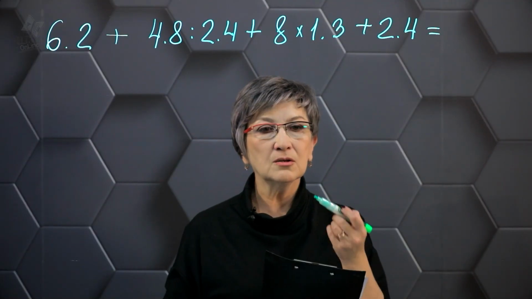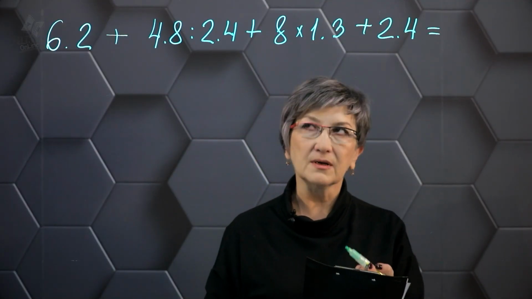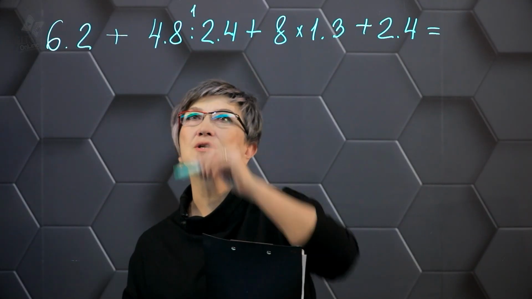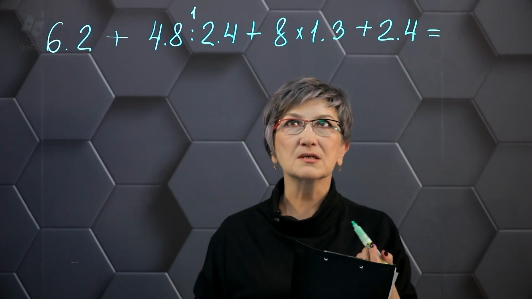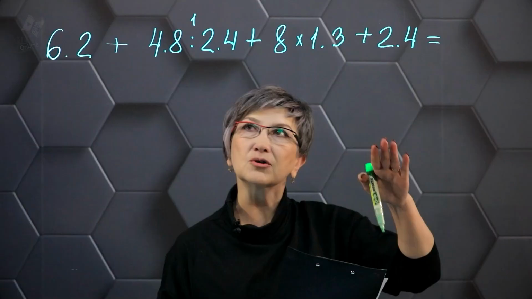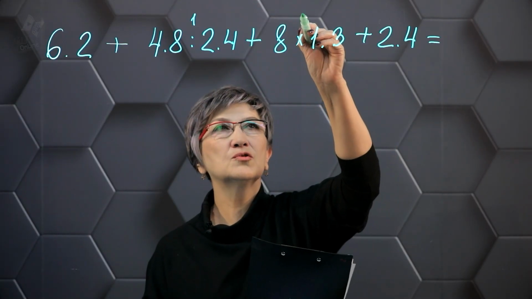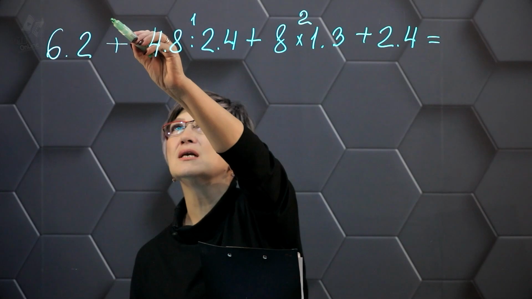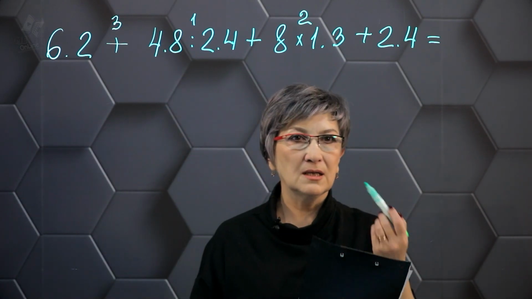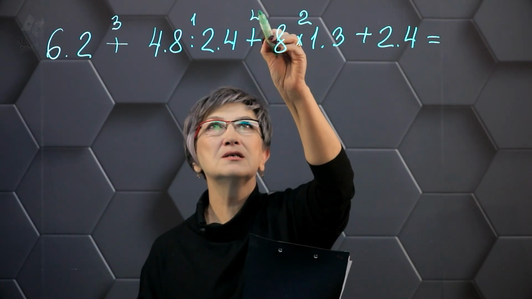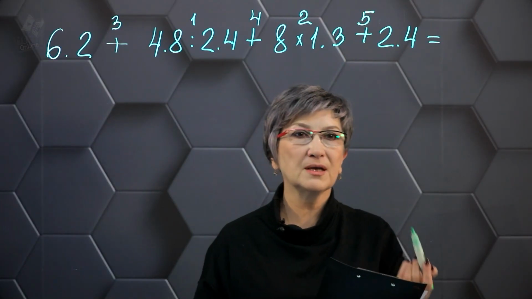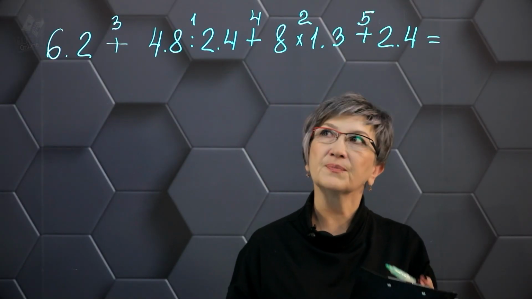First of all, we need to put things in order. As you know, the first step is 4.8 divided by 2.4. The second action is 8 times 1.3. The third action is to find the sum. The fourth action is another sum. And we'll write the result of the fifth action as the answer.